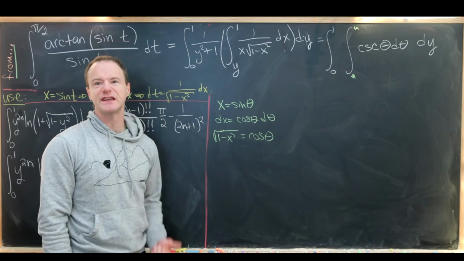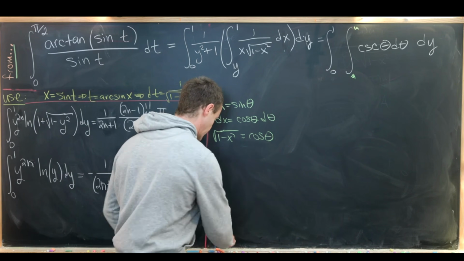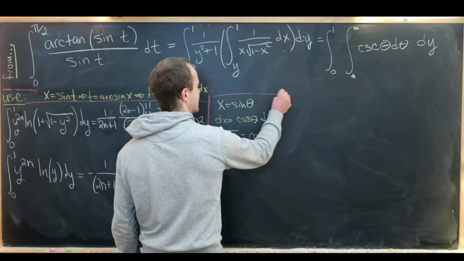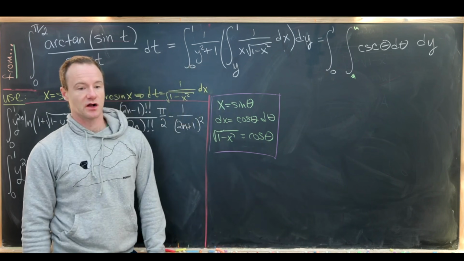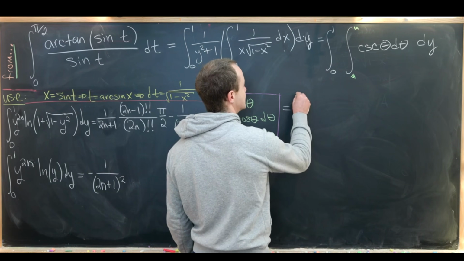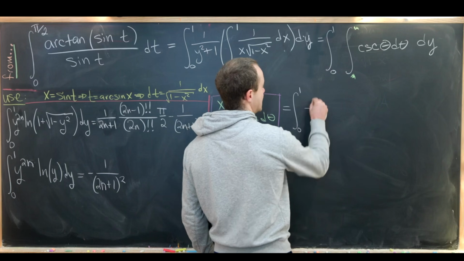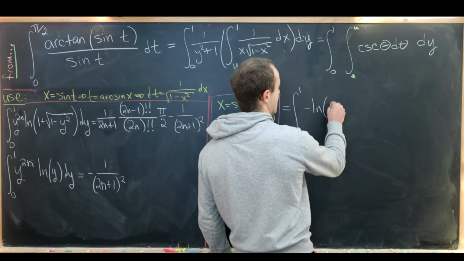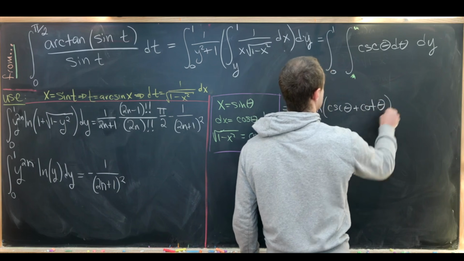Now, the integral of cosecant is a little bit tricky, but it's generally taught in a calculus class, so we won't derive that. We'll just jump to what it is. It's something like negative the natural log of cosecant plus cotangent. So let's write that down. We have this is equal to the integral from 0 to 1, then, like I said, negative the natural log of cosecant theta plus cotangent theta.